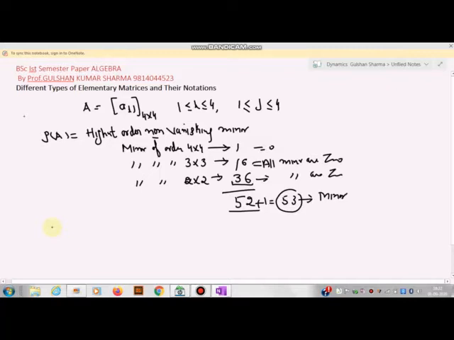Now there is another, very important method, the transformation method, that is the row transformation method. We apply certain elementary operations on matrices. How to apply the elementary operations? Let us see that.